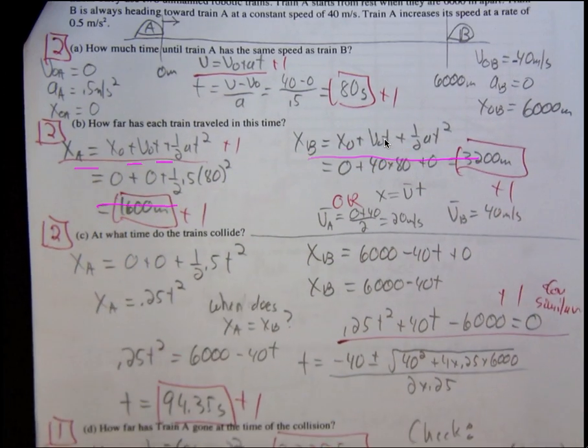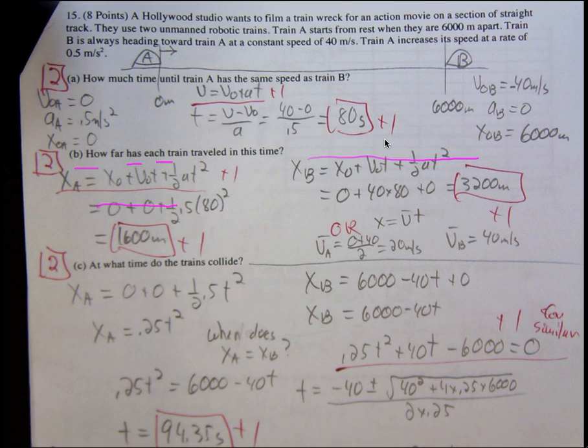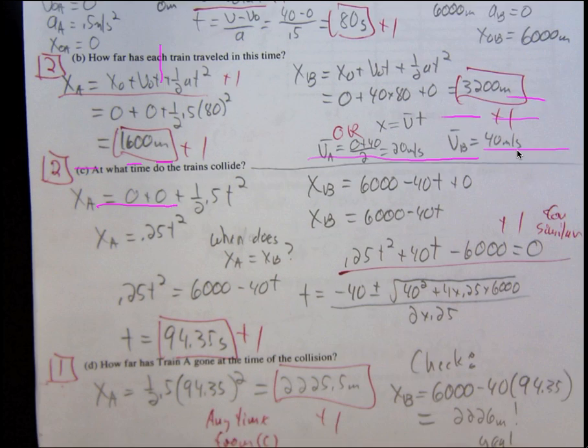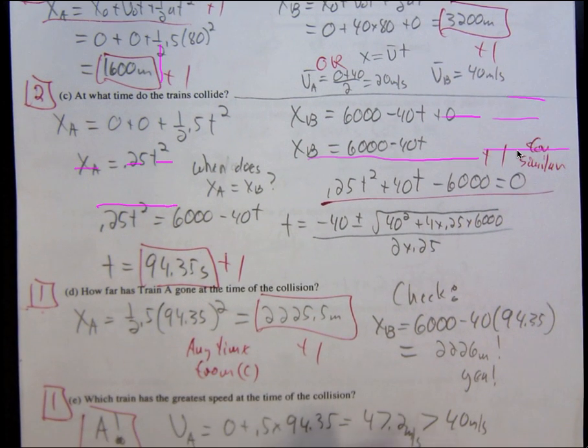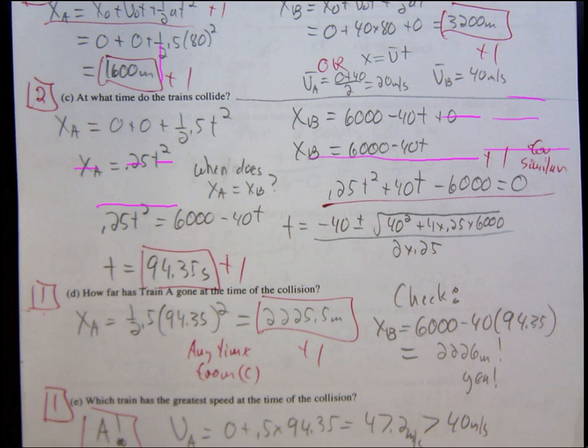Notice I drew a picture. If you didn't draw a picture and you had trouble with this one, that would be a good idea. I place the origin at train A, and I put train B at 6,000 meters in the positive direction. So train B has a negative 40 meter per second velocity, no acceleration, and an initial position of 6,000. If you didn't draw a picture and you had trouble, that is why you had trouble. So we write that equation also for train B: 6,000 is the initial position, minus 40t, and acceleration 0. That tells me where train B is at any time.